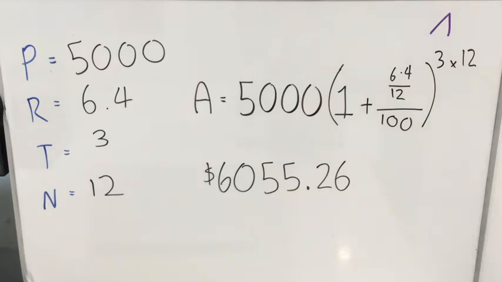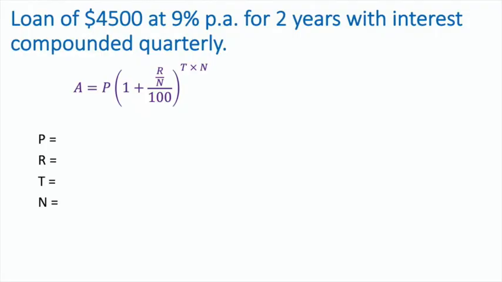We'll try 2 more questions. Let's get a bit more practice at typing it in our calculator. Next scenario. You need to borrow some money this time. So you've gone to the bank and said, I need to borrow $4,500. And they say, sure, here it is, but we'll be charging you an interest rate of 9% per annum for 2 years, and the interest will be compounded quarterly.